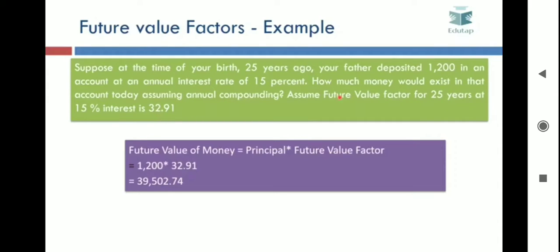So it's very easy to find out what shall be the future value of rupees 1200 after 25 years at a rate of 15%. For 1 it is 32.91. For 1200 it would be 1200 into 32.91. That is 39502.74. Right? So the future value of money in this question, when we find out using future value factors, would be 39502.74.